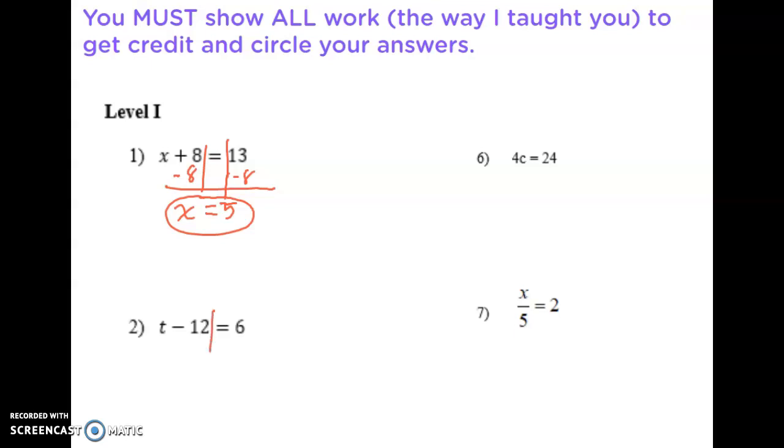Number 2, the opposite of subtracting 12 is adding 12 to both sides. The 12s cancel, they become 0. I'm left with t on the left side. 6 plus 12 gives me 18.